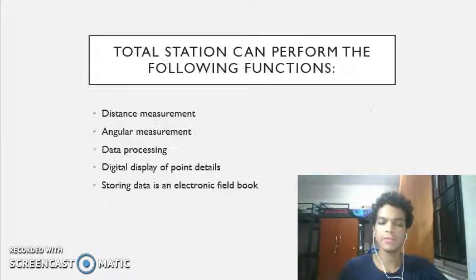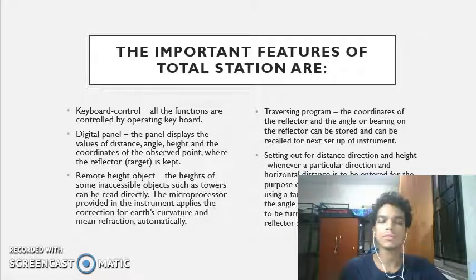Second, the total station. A total station is a lightweight, compact and fully integrated electronic instrument combining the capability of an EDM and an angular measurement instrument such as a Wild theodolite. A total station can perform the following functions: distance measurement, angular measurement, data processing, digital display of point details, and storing data in an electronic field book.